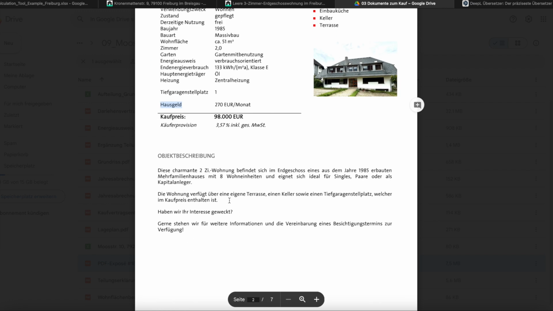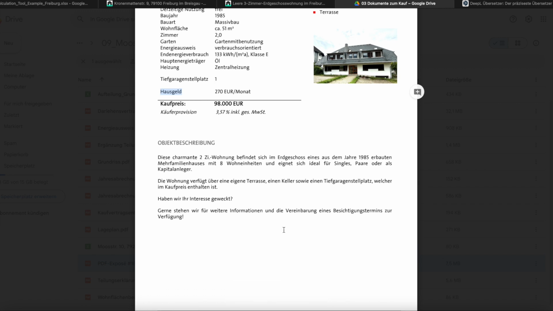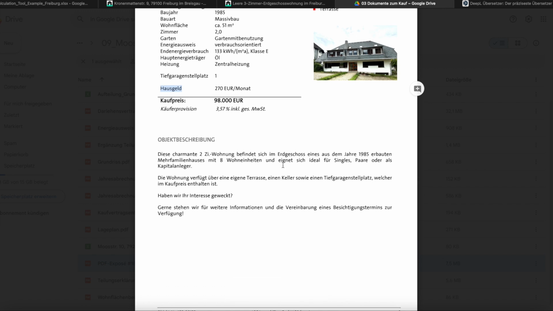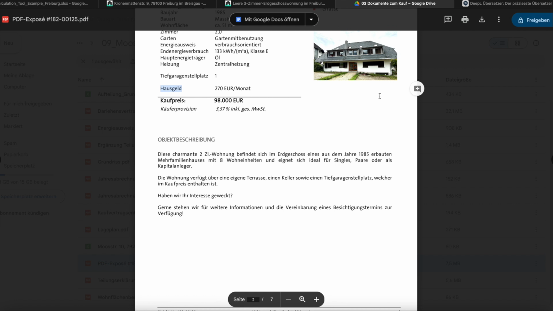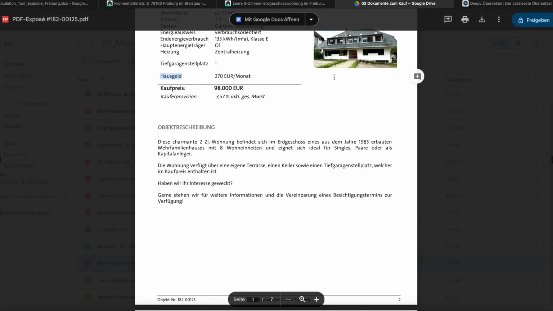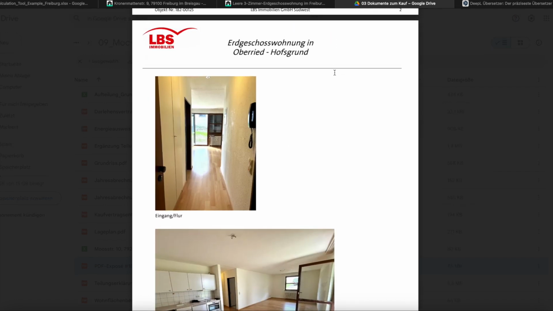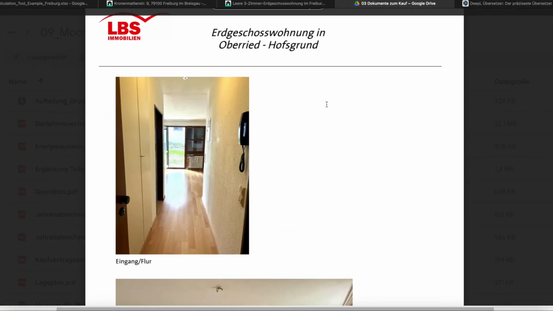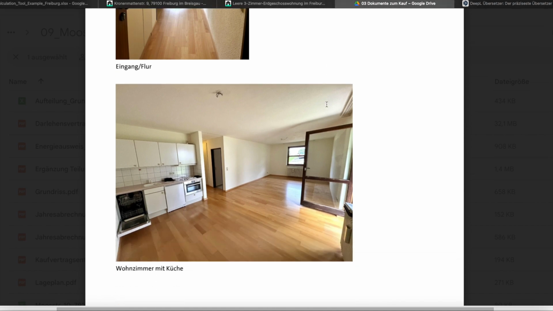And then also what is usually part of the exposé is a brief description of the apartment and the property, and also the whole house overall, how many apartments are usually in this house. And then obviously the most important part, probably the pictures of the apartment itself.